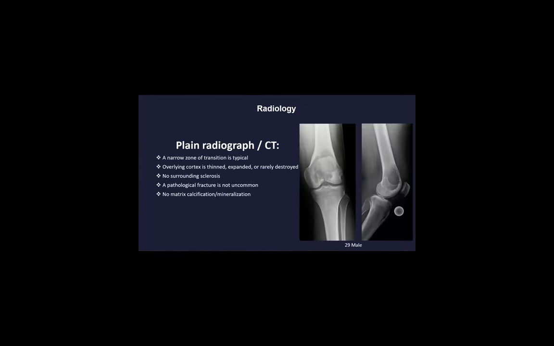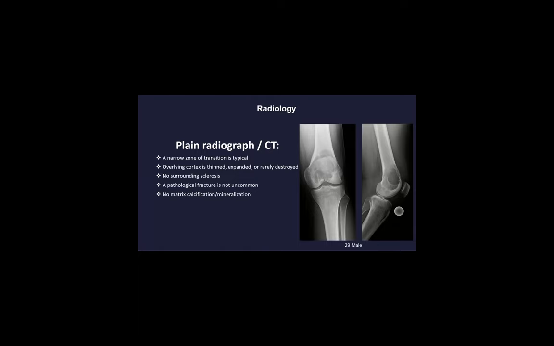So I'll let Dr. Ilisan talk about the radiology of these tumors. When we look at the radiographic appearance and the CT of giant cell tumors, what we expect to see is a lytic lesion with a narrow zone of transition. The overlying cortex is typically thinned and/or expanded. Destruction of the cortex is pretty unusual.